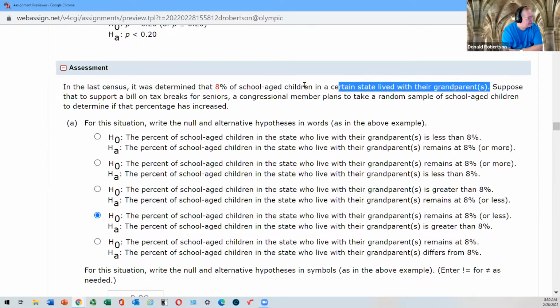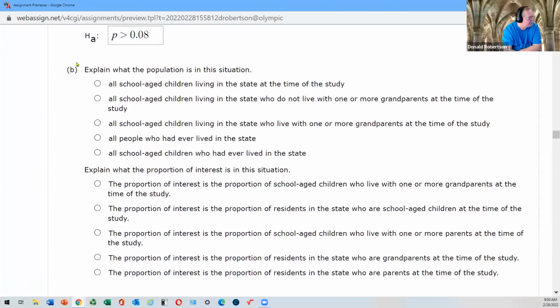There's a sentence there that kind of tells me the answer. Okay. Which one of these sentences here is the population, the people you're getting your data from? That one. Three, or oh, I'll check in case I'm wrong. All school-aged children living in the state who live with one or more of their grandparents. The population is that. That thing there is the sample, right?